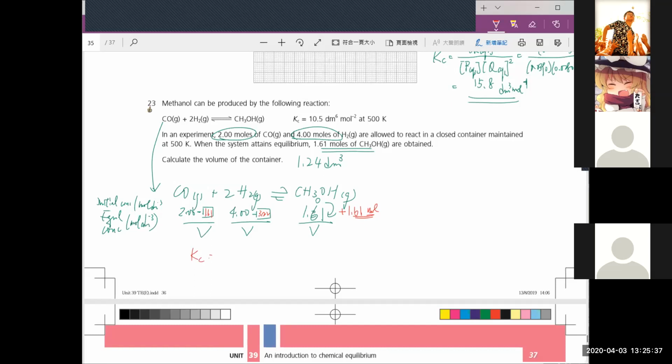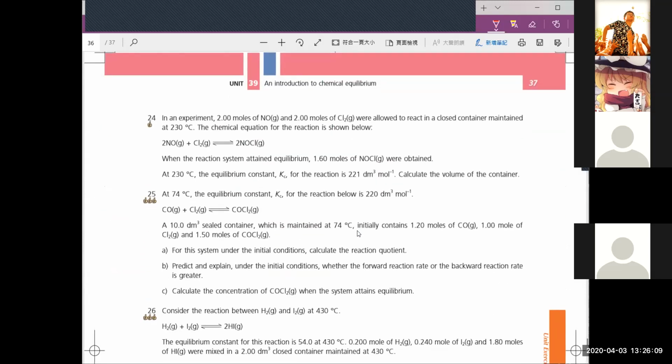As for the Kc value, you need to be very aware of it, okay? It is over CO gas and hydrogen gas, and this one is a square. It's in the form of a square. So by doing so, you substitute all those and do the calculations, and here comes V equals 1.24 dm cubed. Questions? Easy, right? A little bit time consuming on shifting the terms to and fro.